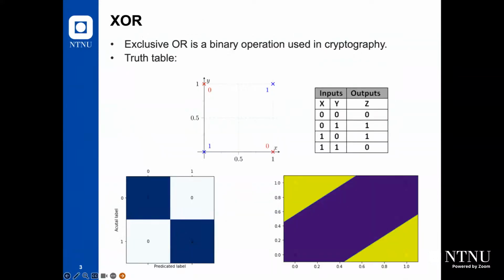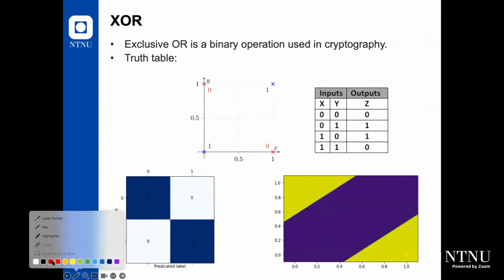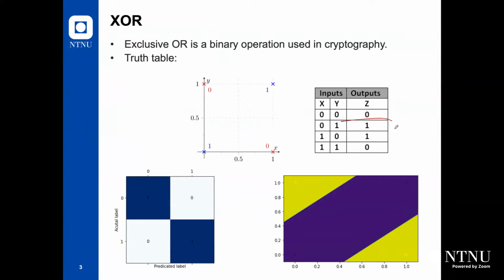So I have here a very simple problem, the XOR problem. This is a truth table. The input features are 0, 1, 0, 1 and 0, 0, 1, 1, and the output will be 0, 1, 1, 0. So it will be 0 when both inputs are similar, and it will be 1 when they are different.